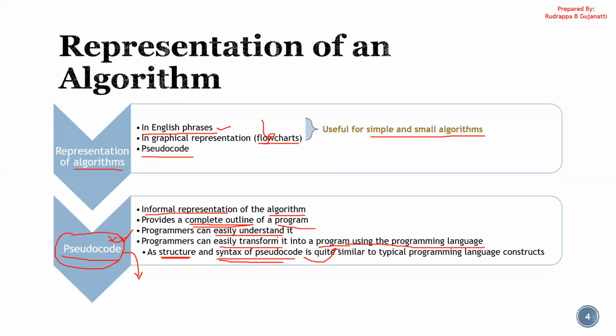So pseudocode is an informal way of representing the algorithm. It is very close to the actual coding, but not exactly the same, and it is not executable. It is just a representation of what the program has to implement.